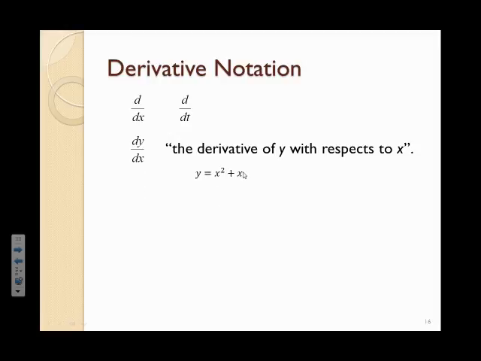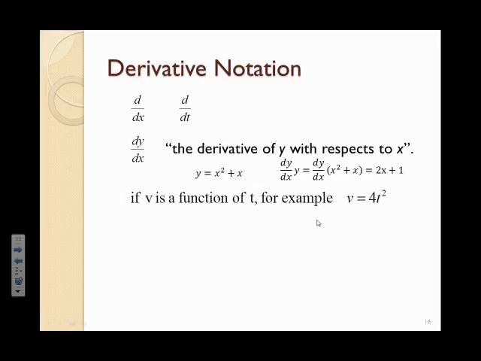So for example, if we had y is equal to x squared plus x, the derivative of y with respects to x, we would substitute in this x squared plus x for y. So the derivative of y with respects to x, which means using only x's, is the derivative of x squared plus x. We're taking the derivative of the x's, and we take the derivative of that to get 2x plus 1.